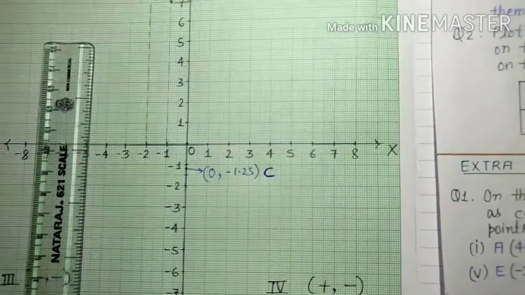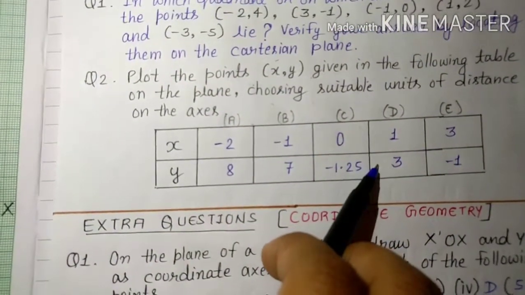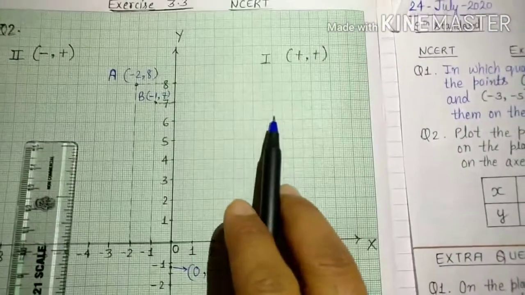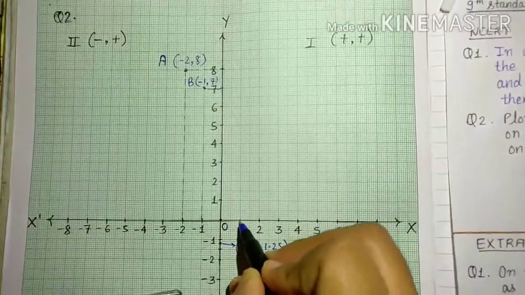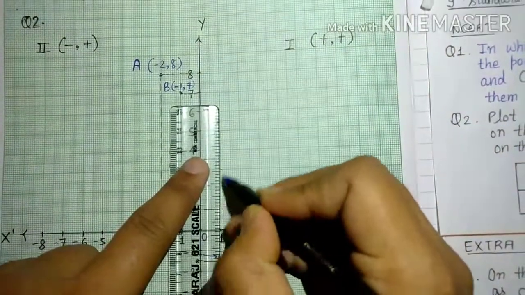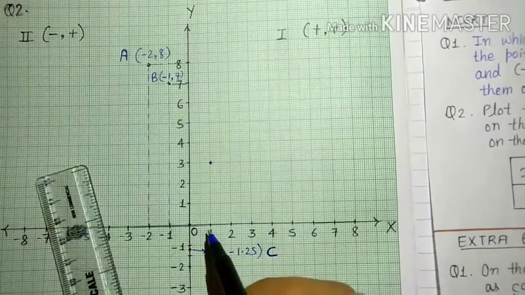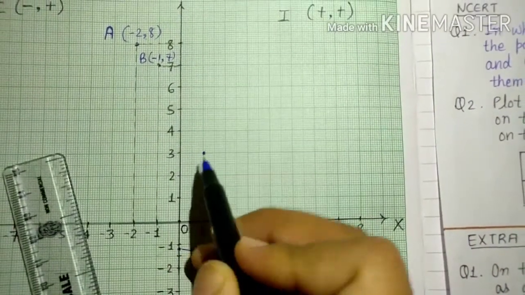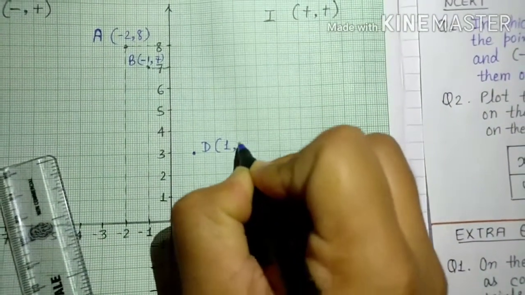Now look at the next part, that is 1, 3. Both are positive, so it will come in the first quadrant only. Where is 1? This is the value of x, and where is 3? This is the value of y. So without drawing a line, we can also locate this point, using the lines of the graph. One straight perpendicular line, and 3 comes from here. This point is point D. We can say it is 1, 3.